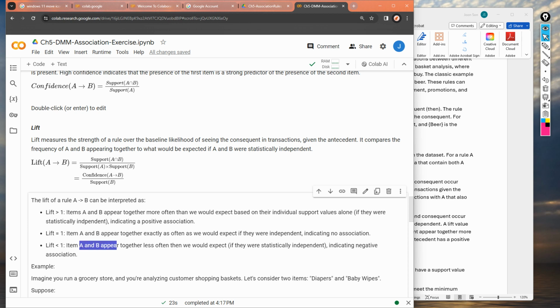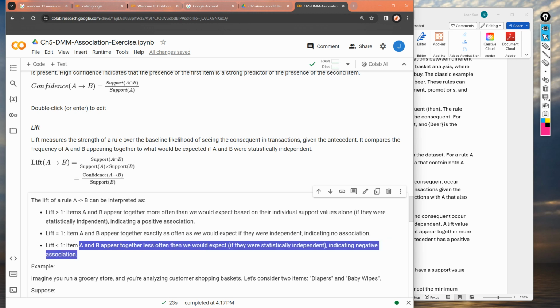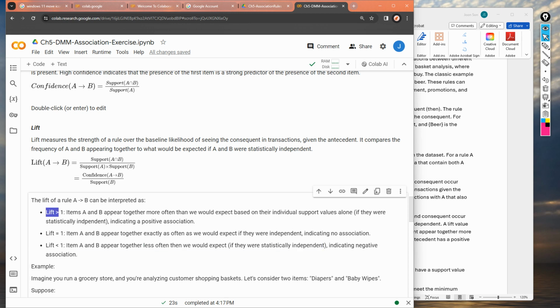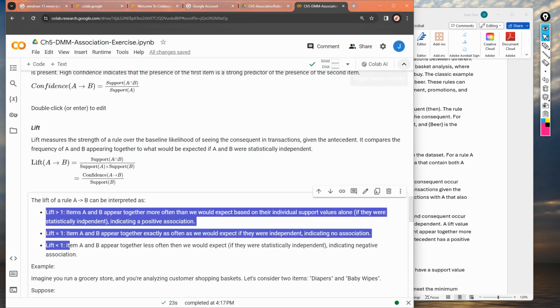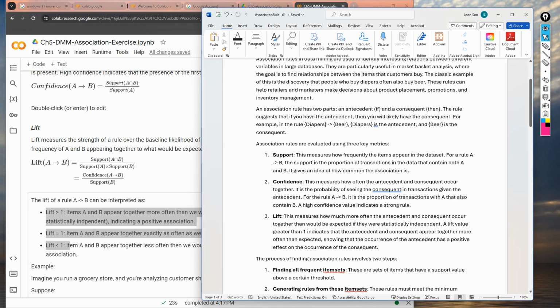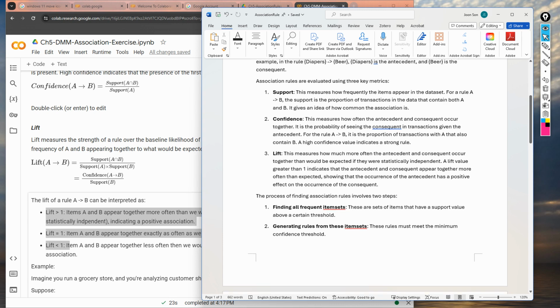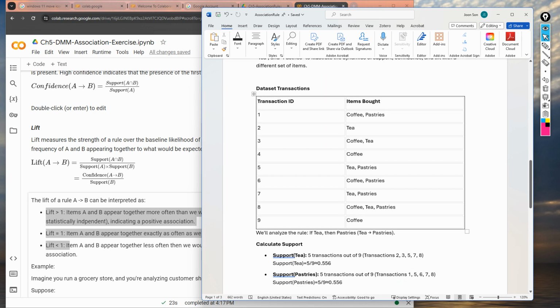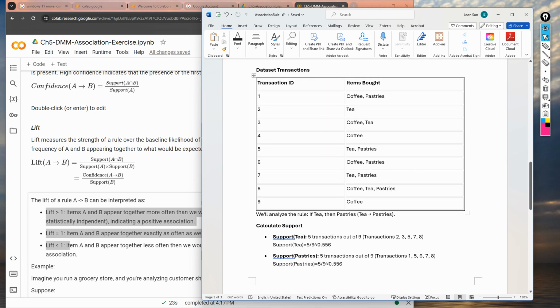A and B appear together less often than we would expect if they were statistically independent. So that's how you interpret this lift value. Okay, so the example is this. Let's say this is the item set, and this is the item set with both together.